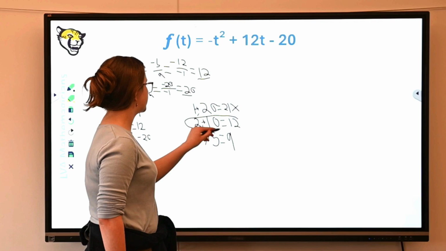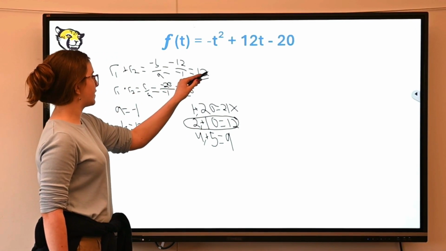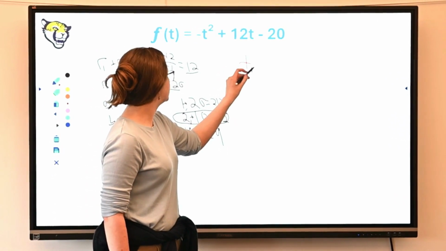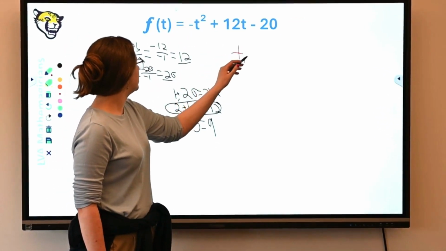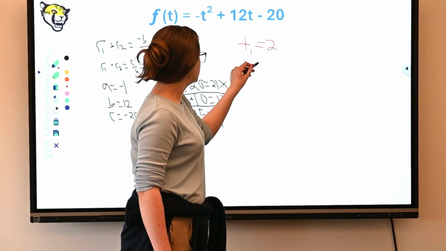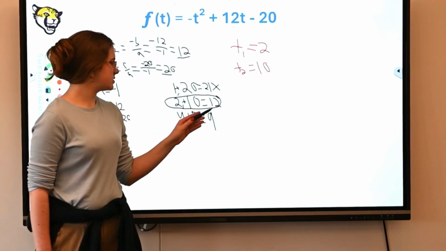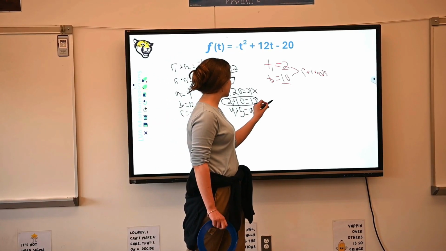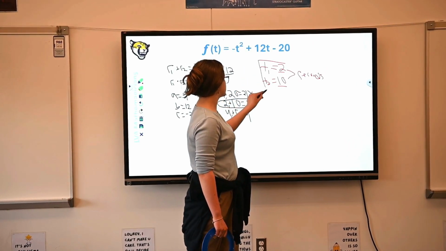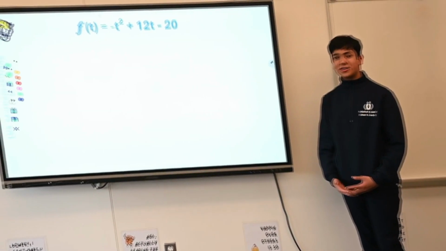So 2 and 10 have to be our answers because they satisfy both conditions of adding to 12 and multiplying to 20. That means t1 in our equation up here would equal 2 and t2 would equal 10. Since we're talking about the flight of the Frisbee, that means we threw it at 2 seconds and it landed at 10 seconds. And this is our answer. Ariash, back to you. Great job, Kira.